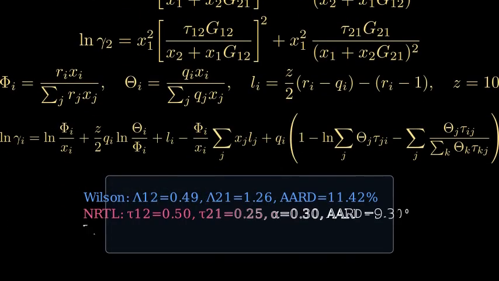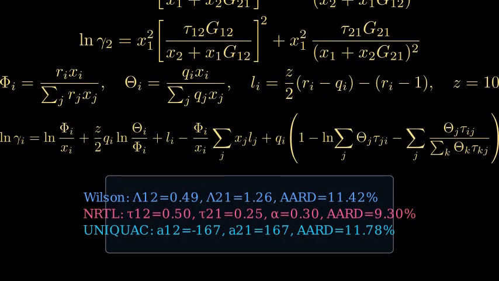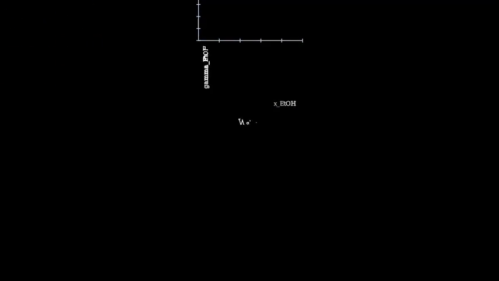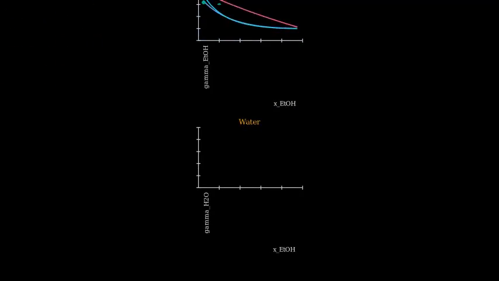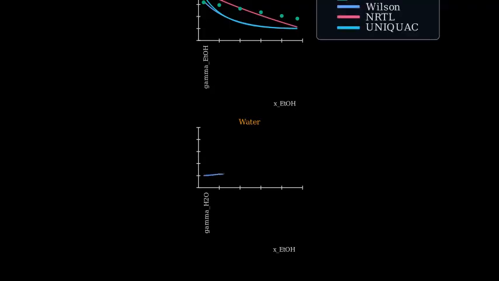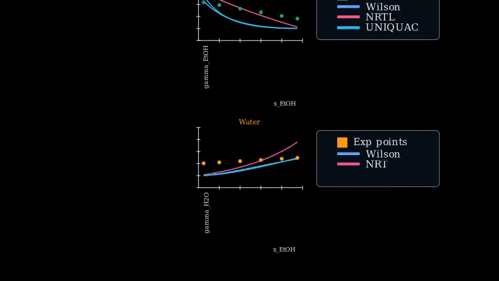Now, we search for parameters that minimize average absolute relative deviation on the activity coefficients. We will use a quick coarse grid to keep computation light, but reliable for teaching. Here is the graphical comparison. Activity coefficient of ethanol and of water versus liquid mole fraction of ethanol. We show experimental points and the three model curves.